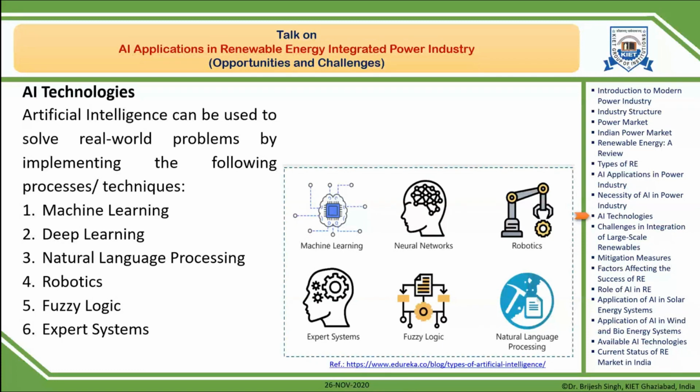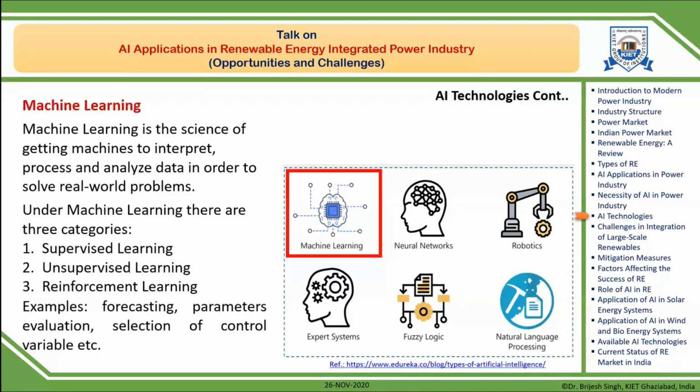I am just giving the brief and showing how these technologies can be implemented for the power industry, especially renewable energy applications, and on which research area or topic we can apply these things. For example, machine learning. Machine learning is a science of getting machines to interpret, process, and analyze data in order to solve real world problems. These definitions are taken from the internet and the references are given here.